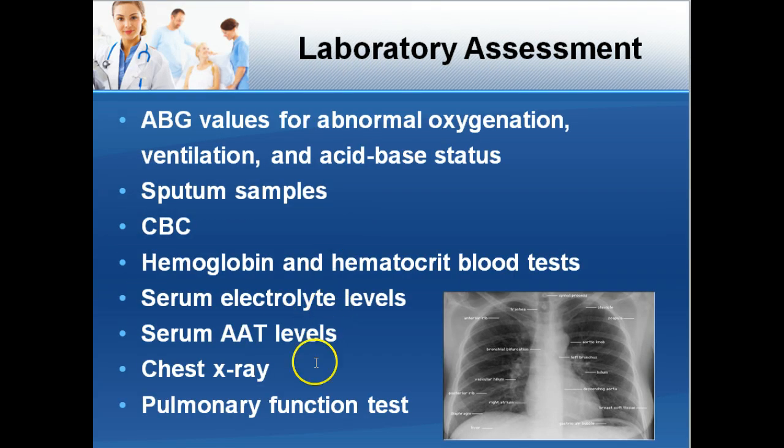We talked about the ABG values for abnormal oxygenation, ventilation, and acid-base status. We talked about sputum samples, CBC, hemoglobin, hematocrit, blood tests to show how they're carrying oxygen, AAT levels, chest X-ray, and pulmonary function tests. So basically, all the exams that we mentioned earlier apply as a result.